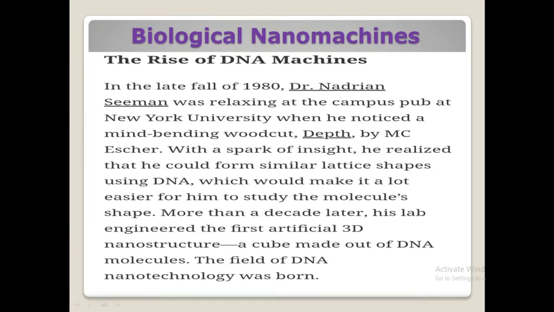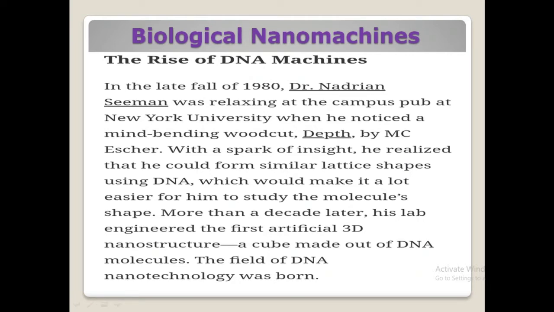We have two categories of nano machines. One is molecular nanomachines, otherwise called biological nanomachines. The other type is the ordinary one, which is made up of tiny nanoparticles. So here you can see one example of a biological nanomachine. One of the biological nanomachines is the DNA nanomachine.